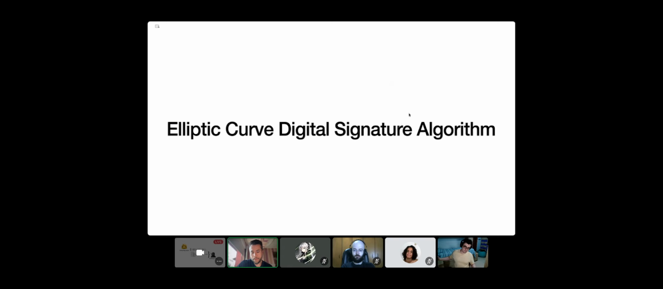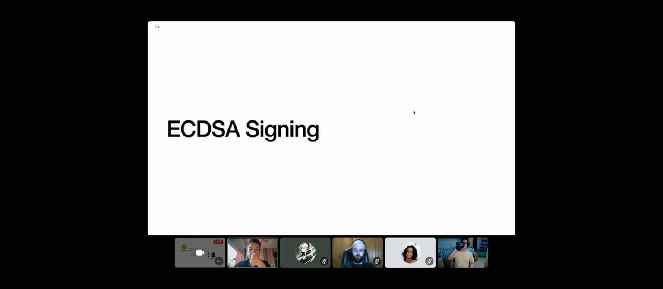So the two basic operations that I want to define here. The first one is signing. How do I take a piece of information, a message, and produce a number that I will call a digital signature that can be later verified by someone else? So this is the first thing.